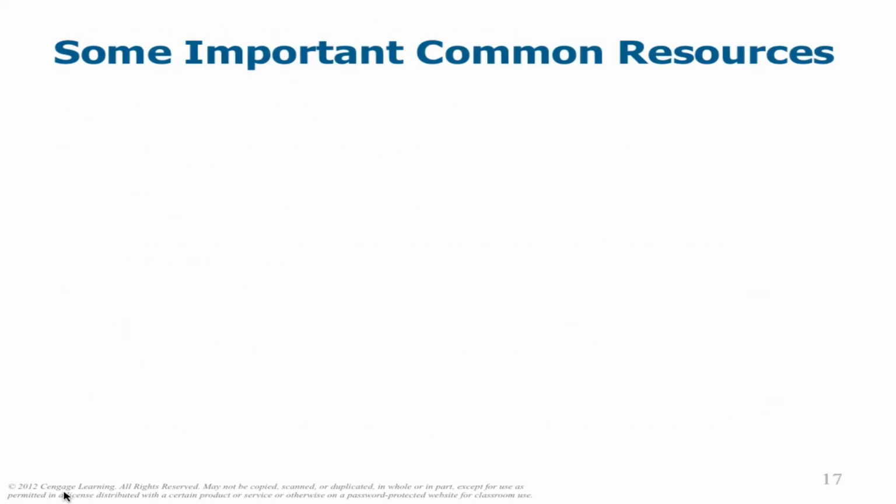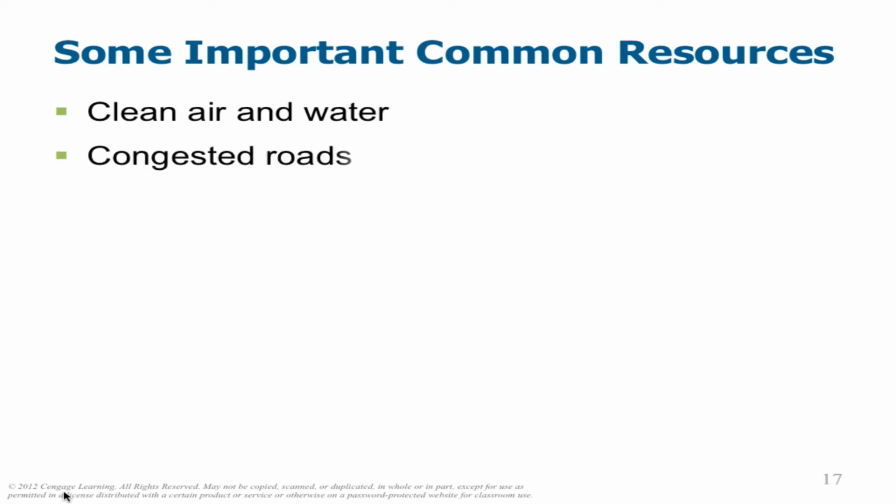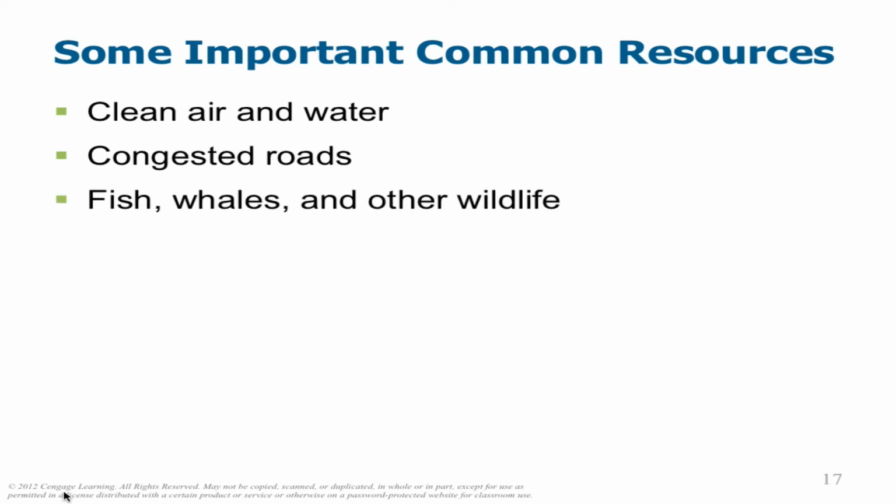Yeah. Okay. Common resources that are important to us. Clean air and water. Mildly important, right? Actually, so important that what did President Obama announce yesterday after talking with the Chinese? That the U.S. and China have finally reached an agreement to cut carbon emissions. Even the Chinese have begun to value clean air and water. Congested roads. We talked about the costs of commuting. Fish, whales, other wildlife. Okay.